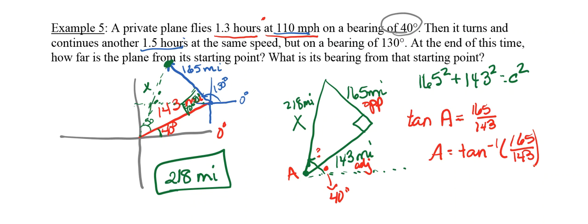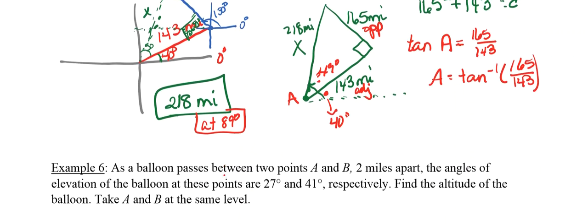So I end up with 49 degrees approximately. So the entire bearing then, 40 plus 49, so it's at an 89 degree bearing. I obviously didn't draw it right because it's almost 90 degrees, but that's how I could figure it out. Pictures are very, very helpful.